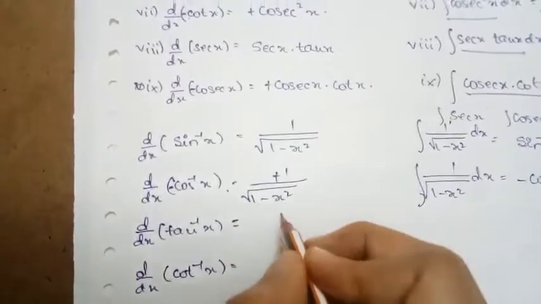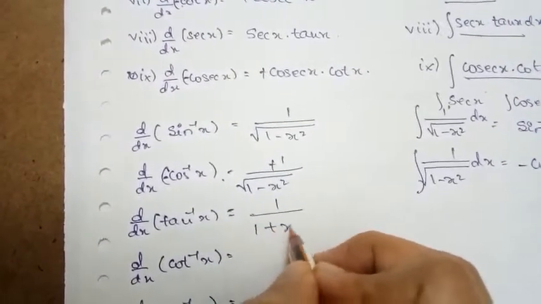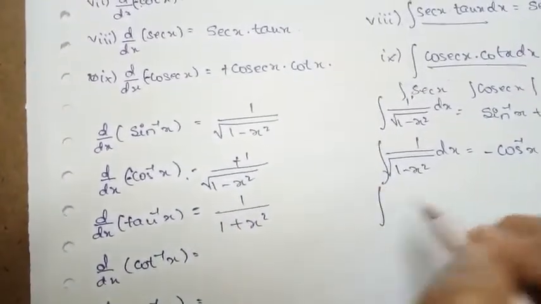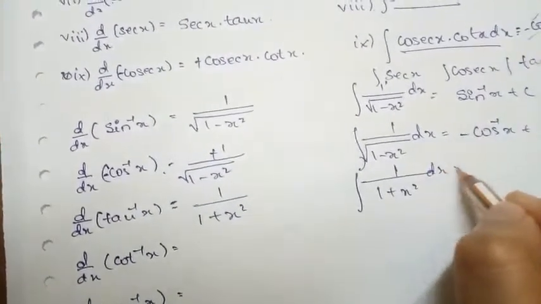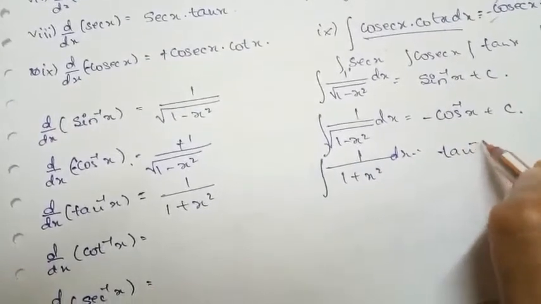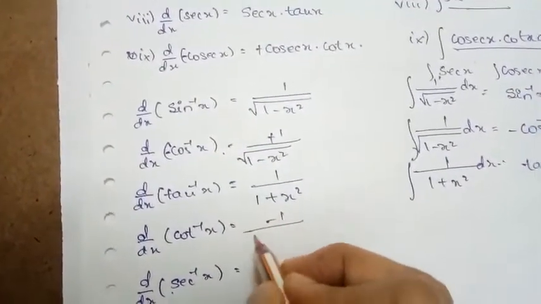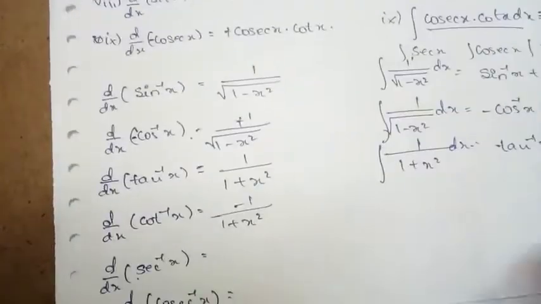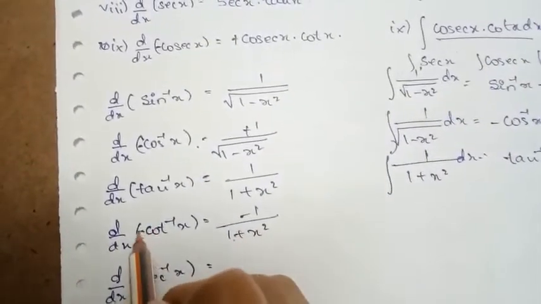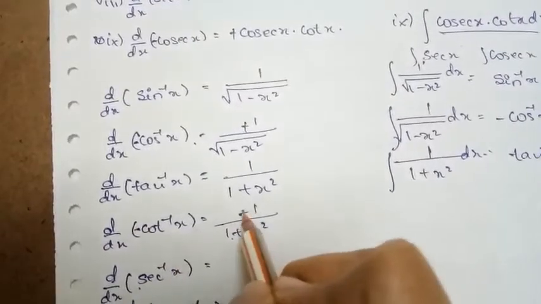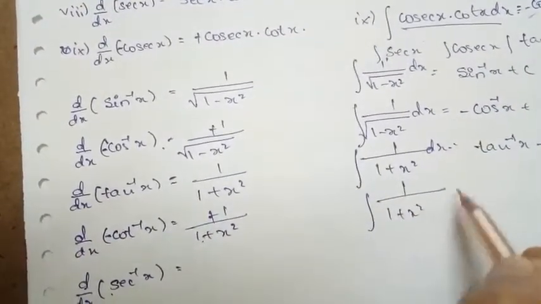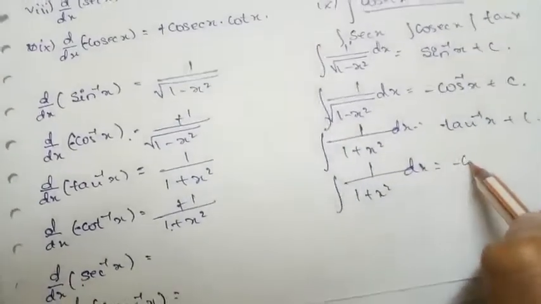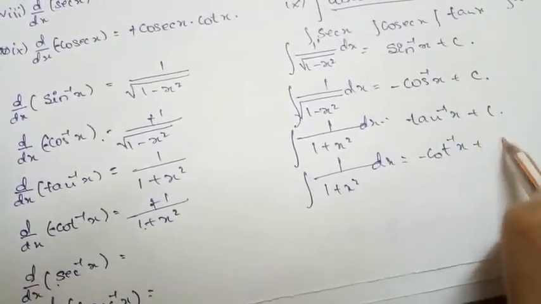Another, the differentiation of tan inverse x is 1 divided by 1 plus x square. So the integration of 1 divided by 1 plus x square dx is equal to tan inverse of x plus c. Similarly, the differentiation of cot inverse x is minus 1 divided by 1 plus x square. If I multiply by minus here, it becomes plus 1. So 1 divided by 1 plus x square dx is equal to minus cot inverse of x plus c.